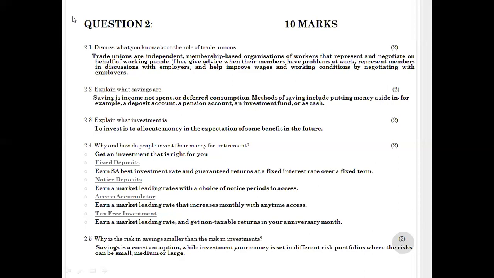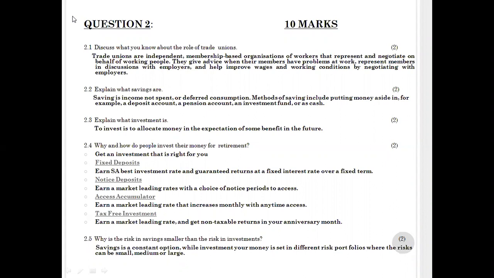Trade unions are independent, membership-based organizations of workers that represent and negotiate on behalf of working people. They give advice when their members have problems at work, represent members in discussions with employers, and help improve wages and working conditions by negotiating with employers. It's 2 marks. So if you have said something about it being an organization or an independent organization, 1 mark.